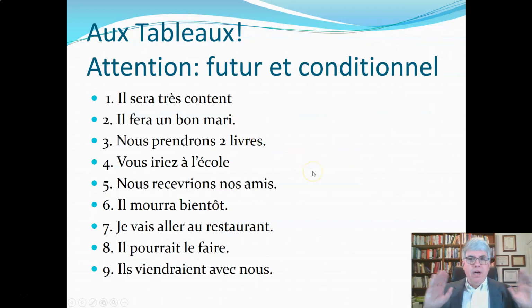So, au tableau, to your whiteboards or your piece of paper perhaps, and you'll make a translation of all these. Now note that I've mixed together the future and the conditional here. So pay attention to which one it is. Write down your answers and check them in the next video.